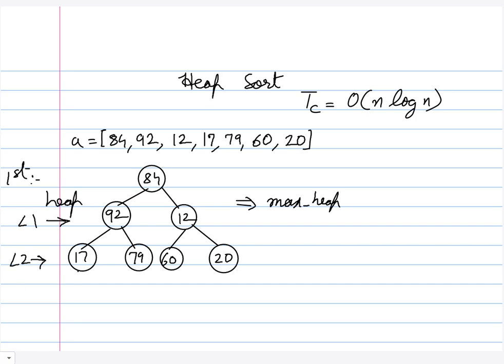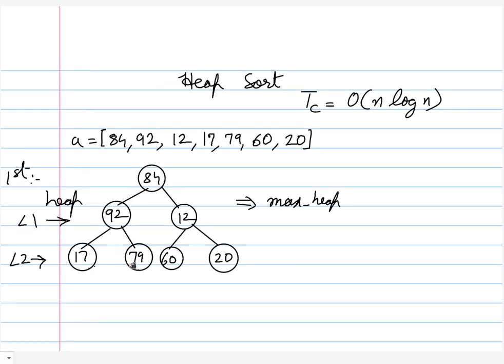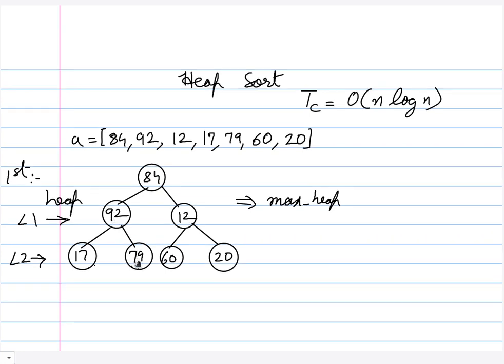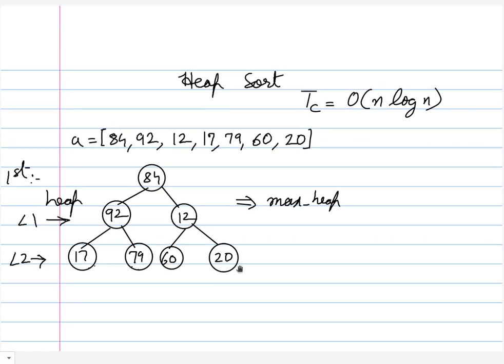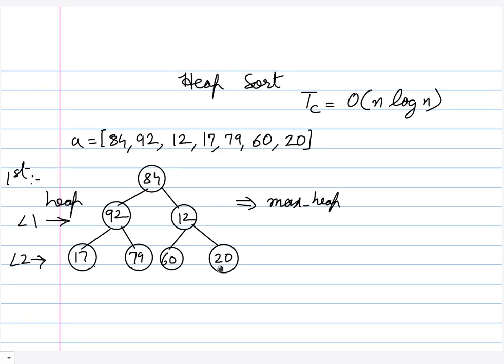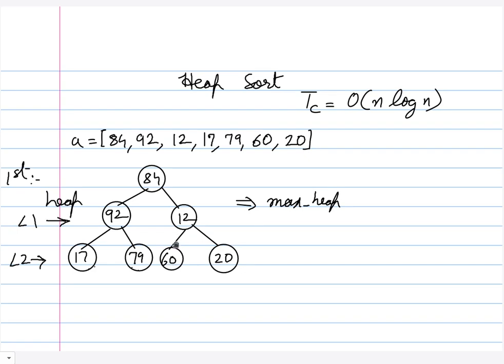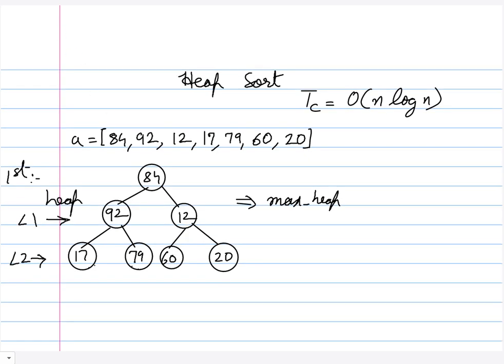At level 2, first 17 and 79, which one is greater? 79 is greater. Now we'll check 79 with its parent. The parent is 92. 92 is greater than 79, so no change. Then we go to the next two, 60 and 20. The greater one is 60. Then we compare 60 with the parent. The parent is 12. So 12, which is a parent, is less than the child, so we will swap or interchange these two.